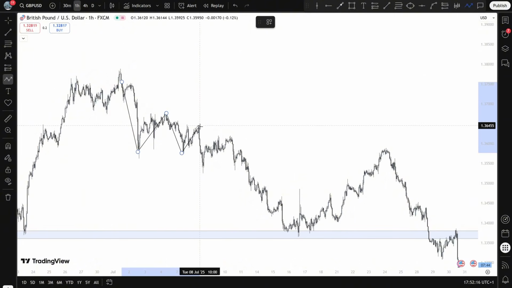Lower lows here, a lower high. Lower low, a lower high, just like this. Lower lows and lower highs. Then we'll have a lower low, lower high, lower low, lower high, lower lows and a lower high. Then on here we'll have a lower low.